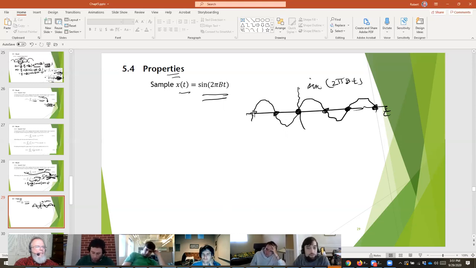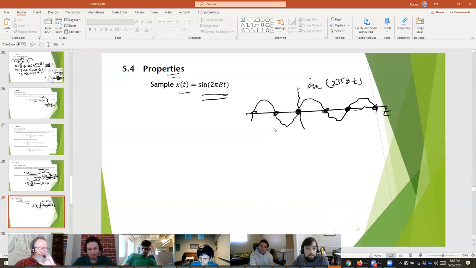X of t equals 0. All of the samples are exactly 0, right? And if we interpolated this, we get a function that was identically zero everywhere. So my question to you is, what went wrong here? Why doesn't the sampling theorem apply here? Because the frequency has to be bigger than twice.